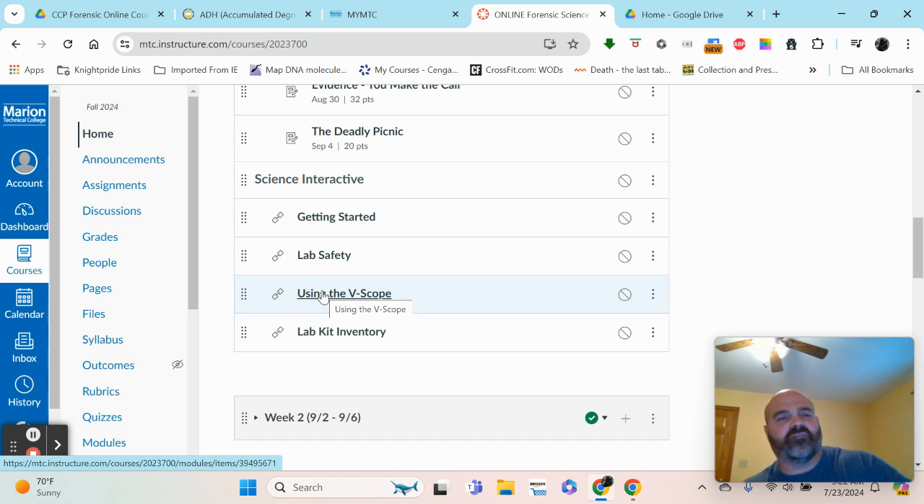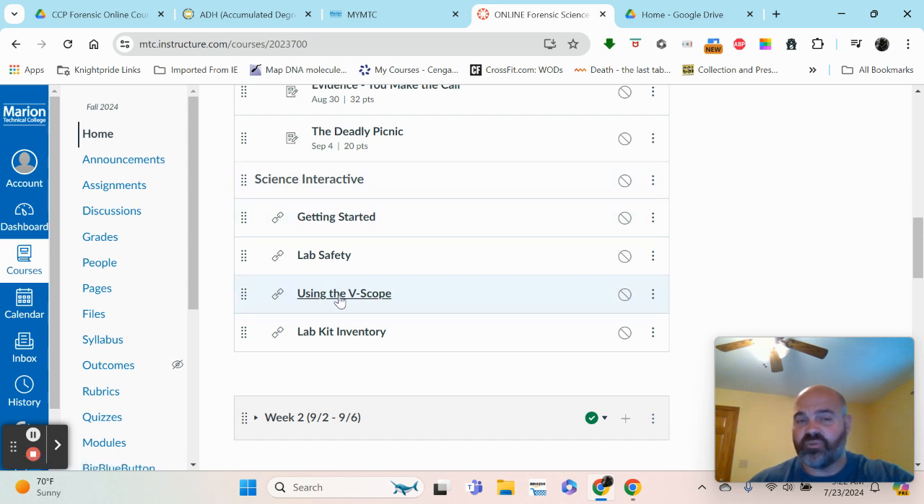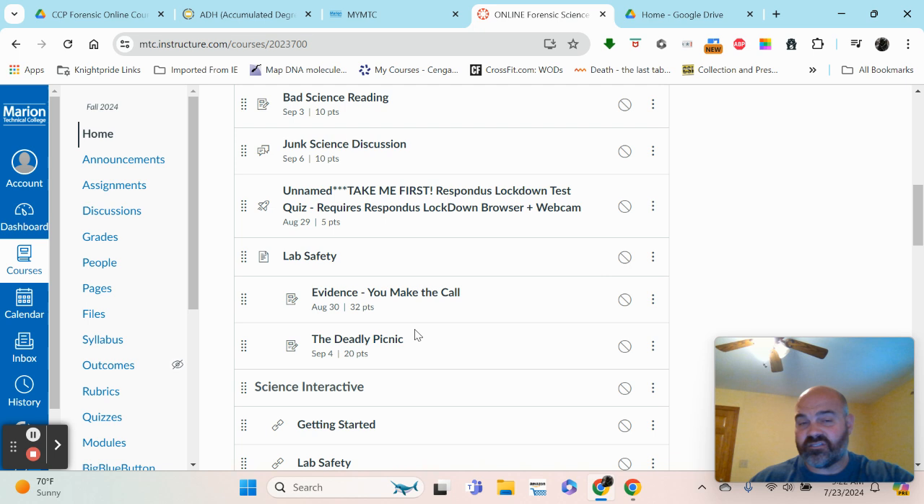I'm not smart enough on figuring out how to get these to post the same as everything else, but each of these has points associated with it. So if you don't do them, obviously you're going to lose points. And these are not difficult; they're very easy. But they are a way to make sure that you know how to navigate through Science Interactive, and we'll be able to do the labs once we get into them in week 2. So, like I said, week 1, there's a lot of stuff.